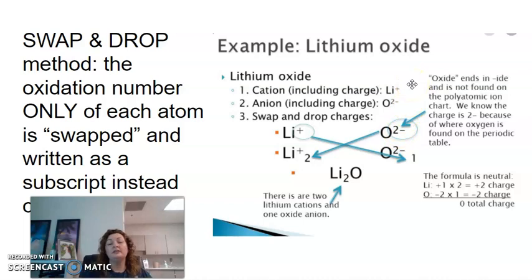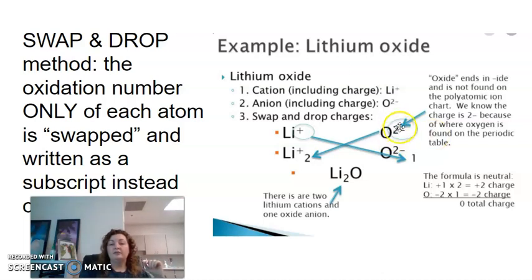Now, in order to make this a formula, we have to see how many of each element needs to be there in order for them to bond, okay? Remember, they're going to bond when both atoms end up with a full octet. So we have to have a total charge being neutral or 0 in order to do that. So the easiest way to do this is with the swap and drop. What you're going to do is ignore the plus and minuses. Just forget that they're there. You're just looking at the numbers, okay?